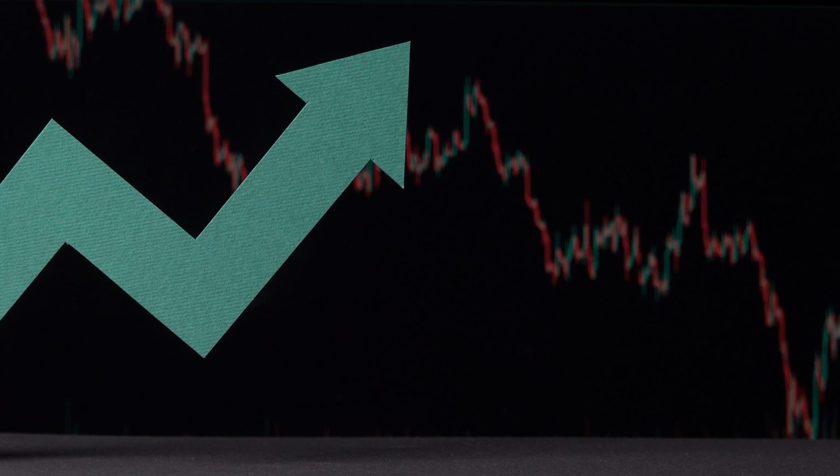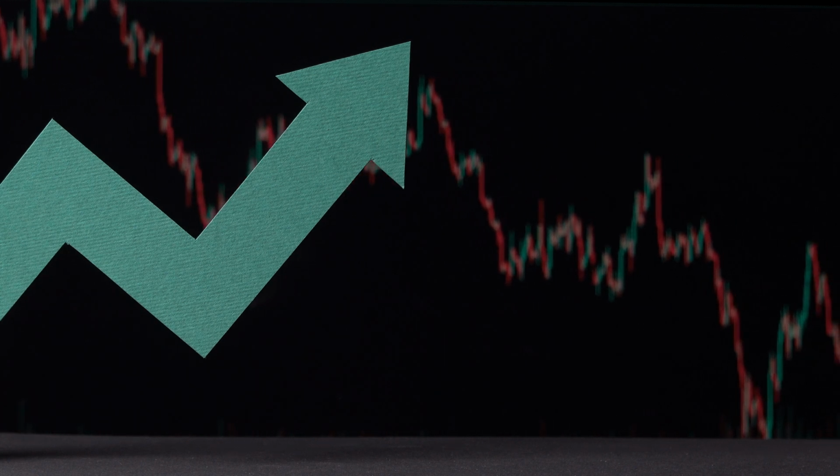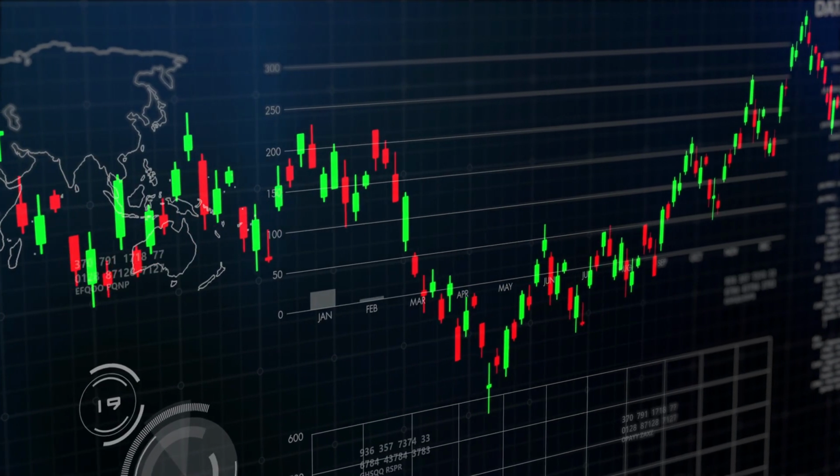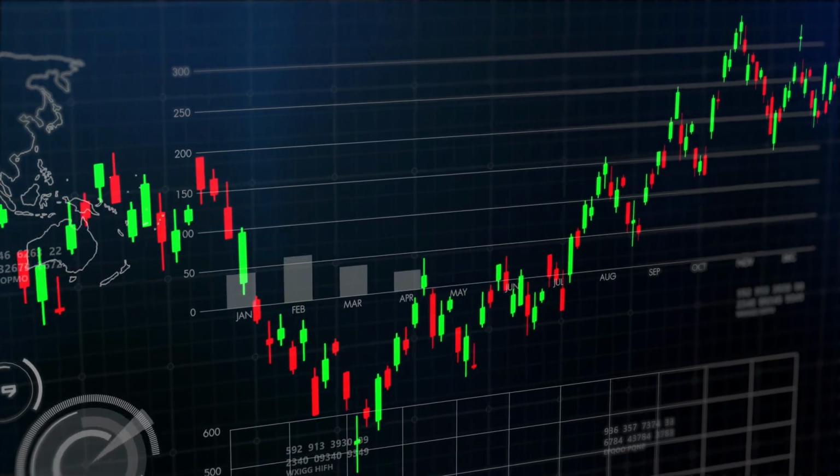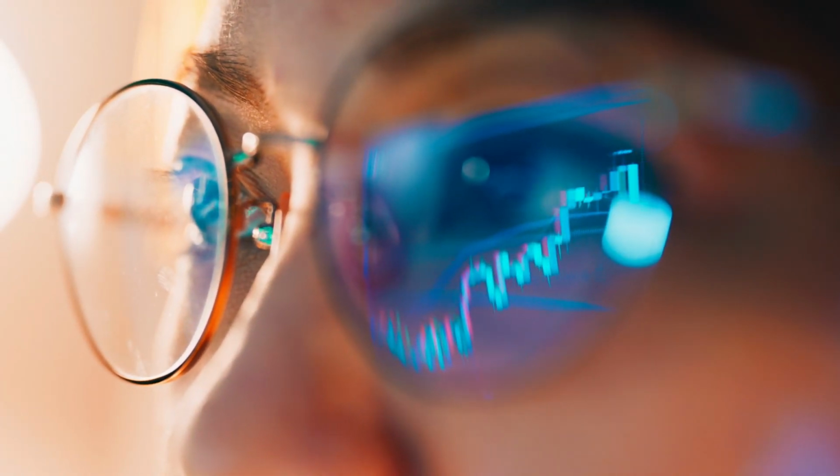How to use it? Look for divergence. If the price is making higher highs, but RSI is making lower highs, that could be a trend reversal signal. Works best in range-bound markets, not trending ones.